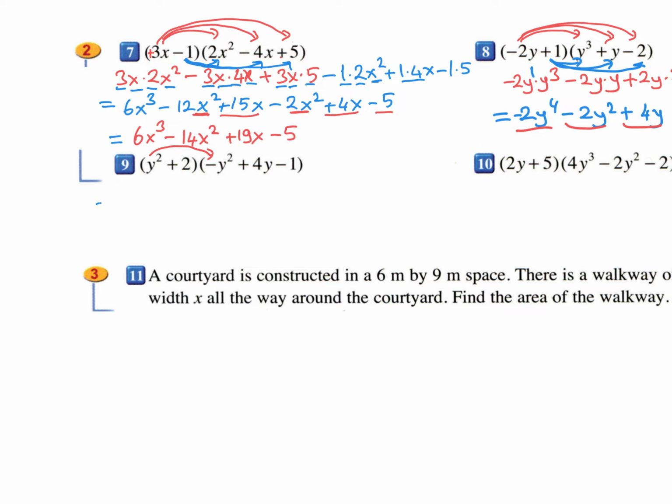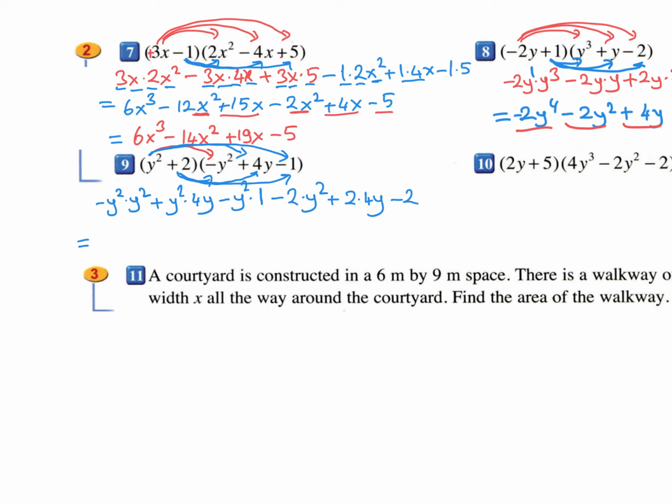It is minus y square times y square, and minus y square times 4y. It is plus y square times 4y, and the last one minus y square times 1, and 2 times minus y will be minus 2 times y square. 2 times 4y will be plus because they are both positive, 2 times 4y, and the last one 2 times minus 1 will be minus 2.